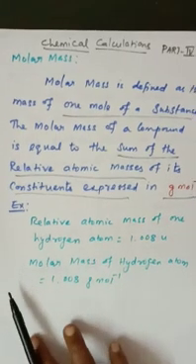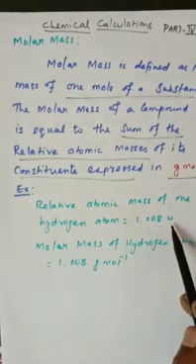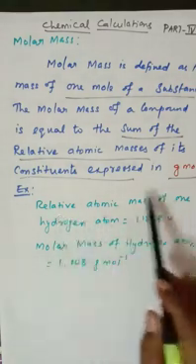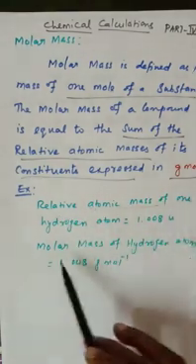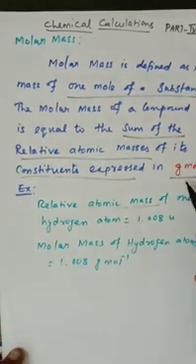For example, we can say the relative atomic mass of one hydrogen atom is equal to 1.008 U. Suppose I say this, it is the molar mass of hydrogen. This is the relative atomic mass, in U. The molar mass of a hydrogen atom we can say is 1.008 gram per mole. That is the unit of molar mass.